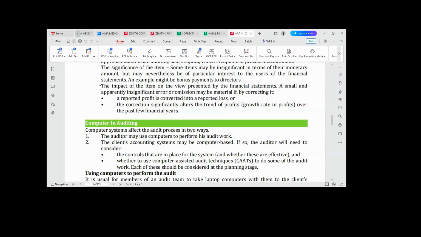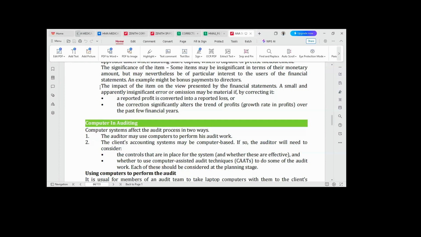Now, the third part that we also need to consider when you are planning your audit is to ensure that you understand the nature of the client business, whether the client is operating in a manual environment or in a computer-based environment, where everything is done on the system. This is the third part, computer in auditing, that is, if your client is operating in a computer-based environment.